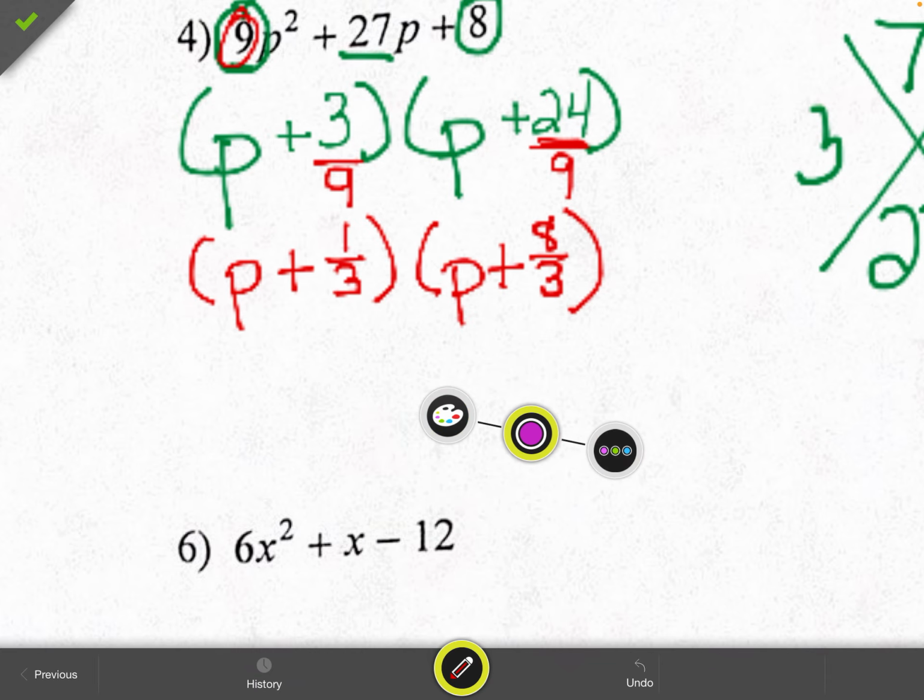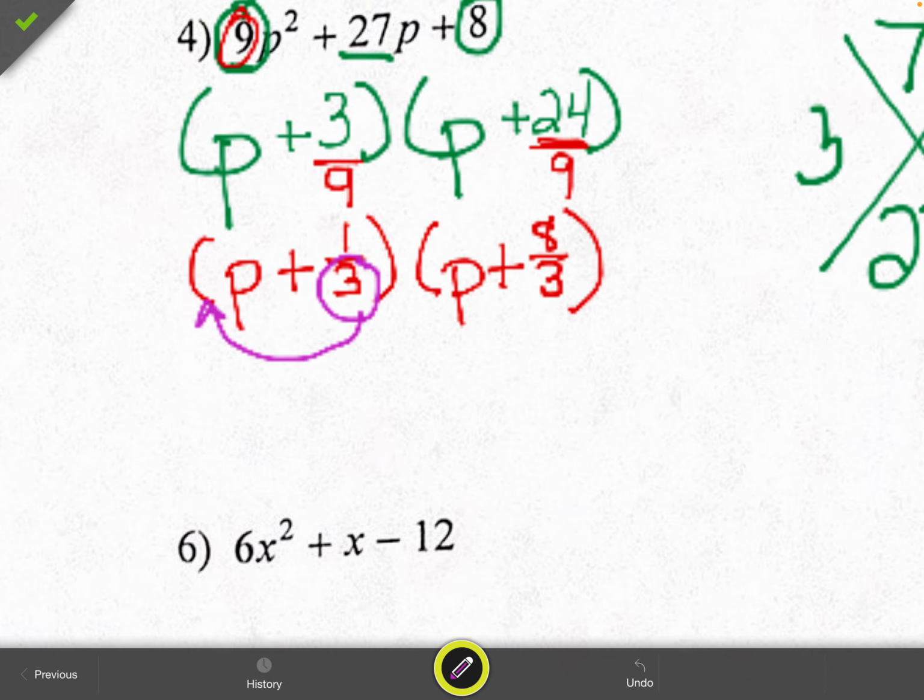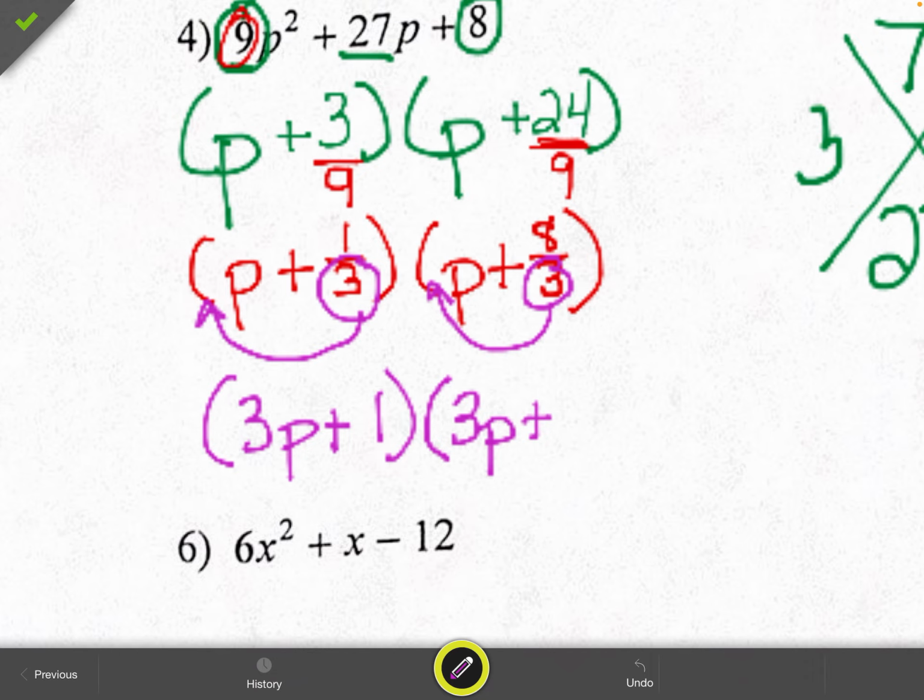So 3 is on the bottom. We're going to kick it up in front of our variable. So that's going to become 3p plus, what do you have on top of your fraction? 1. Don't leave that behind. It is part of your problem. Now, this one, we actually had 2 fractions, so we have to bottoms up every fraction we see. So 3, bottoms up, kick it in front. What do we still have on top of our fraction? So bring it along.